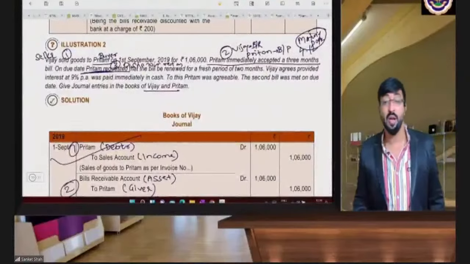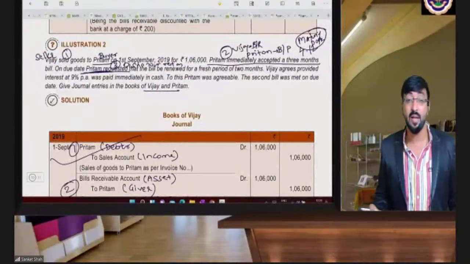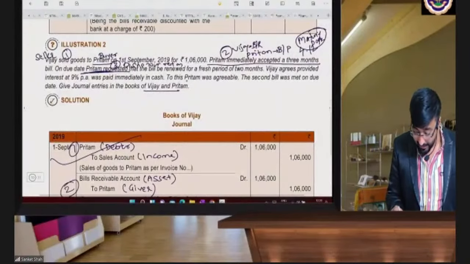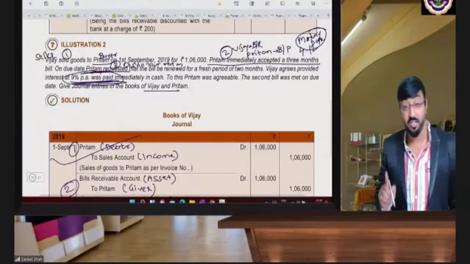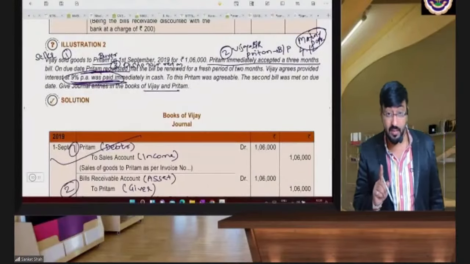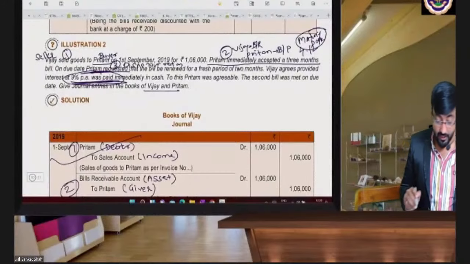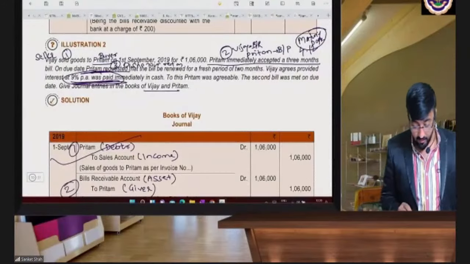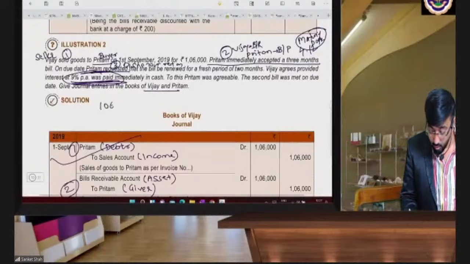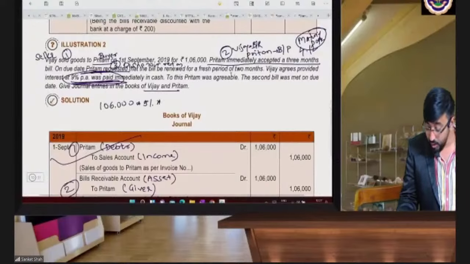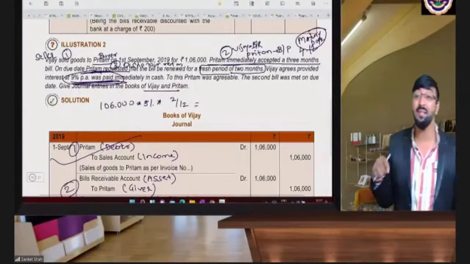Whenever there is a dishonor, Pritam is now accepting 9% interest in cash. Now please understand in my way. First, we will calculate 9% interest. What is the bill amount? 1,06,000, 9%, and a 2 months fresh bill. So now we extended the period.